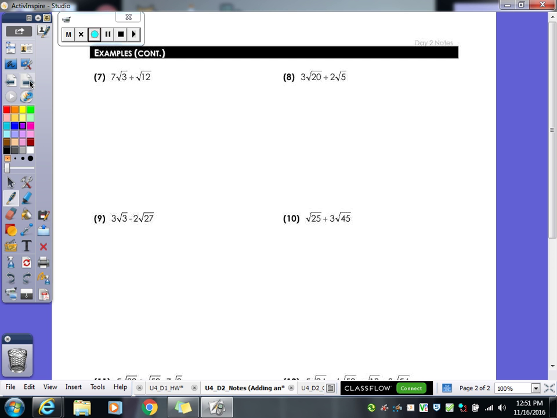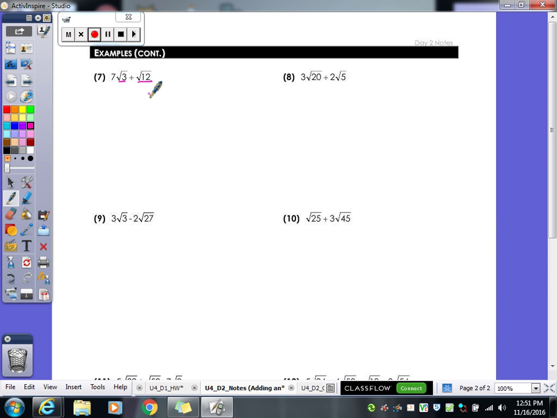Take a look at the back, and it is a little bit more difficult because our radicals are not the same this time. So in example 7, I have a radical 3 and I have a radical 12. Okay, I can't add those together. So what I have to do is look to see if I can simplify those radicals. Can we simplify a 3 any further? No, there's no perfect square that goes into 3.